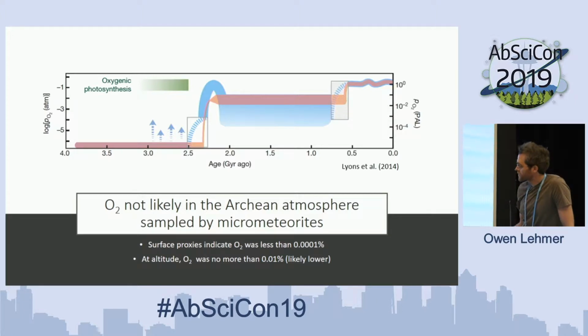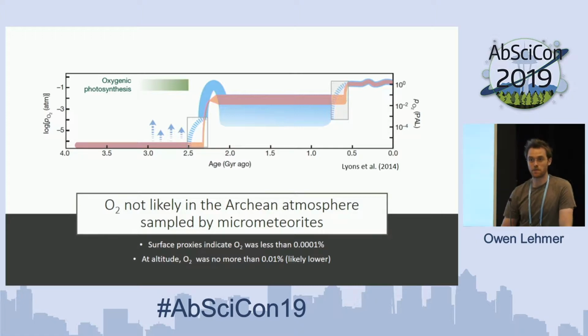And surface proxies constrain the atmospheric oxygen to below about 1 part per million, so basically a trace gas that's non-existent in the atmosphere. And even proxies for the atmosphere at altitude constrain it to a fairly minor component at best. And this is an upper bound in the upper atmosphere of a fraction of a percent. And if we take that with our understanding of atmospheric mixing, it seems perhaps unlikely that we could have had modern levels of oxygen, so an oxygen level up here in the upper atmosphere, and nothing at the surface in the Archaean to oxidize these micrometeorites.